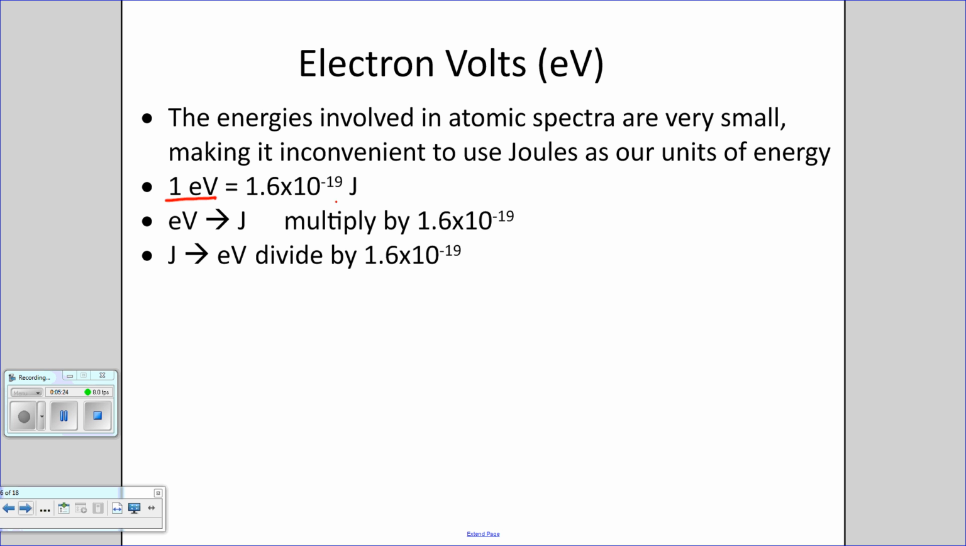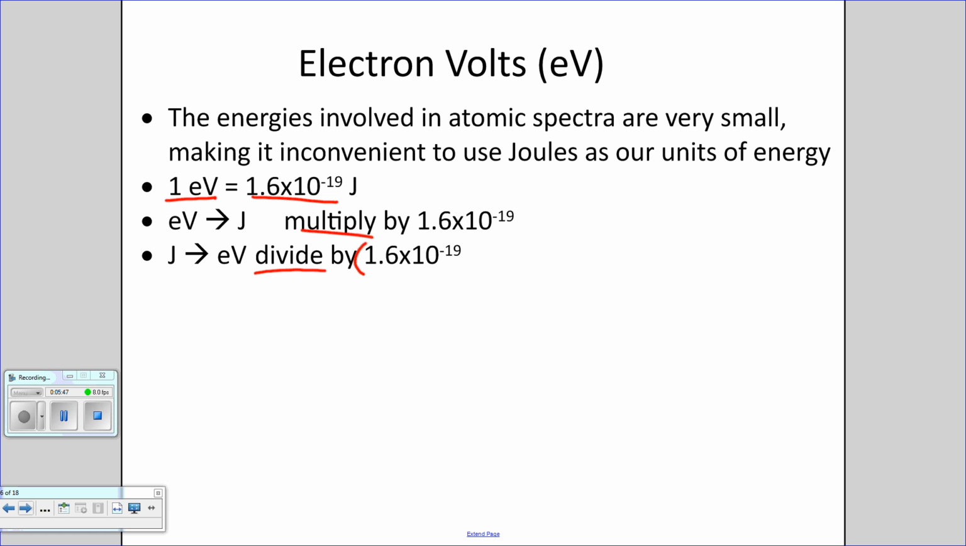1 electrovolt is 1.6 times 10 to the negative 19, so a very small amount of joules. And it's just a way to not have big old ugly honking numbers. If you're going from electrovolts to joules, multiply. If you're going from joules to electrovolts, divide by 1.6 times 10 to the negative 19th.